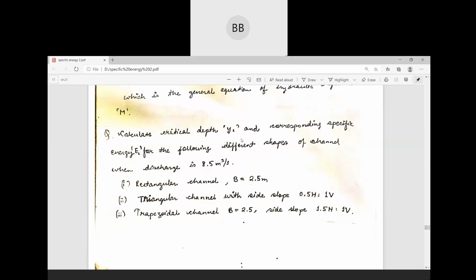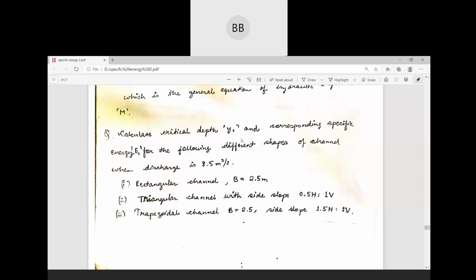Calculate critical depth YC and corresponding specific energy. That means for the first, rectangular channel, we need to find the value of the critical depth, and for that particular critical depth, what the specific energy is. Then for the triangular channel also, we need to find out the same thing.